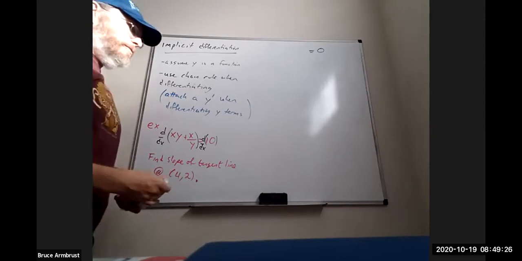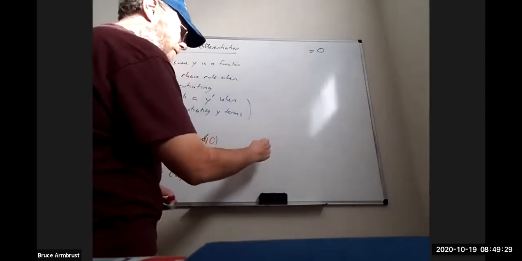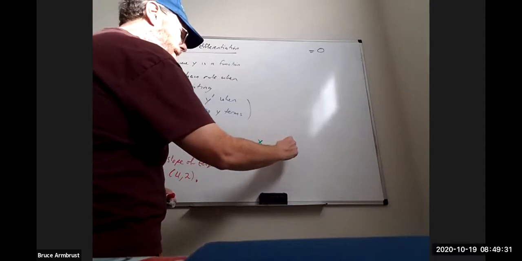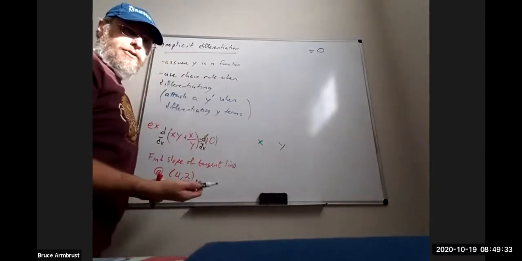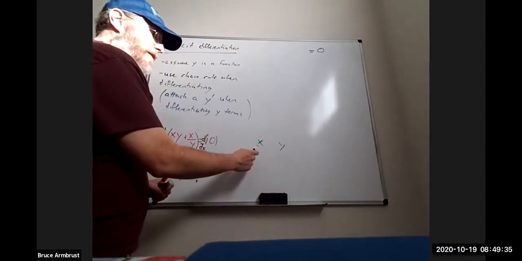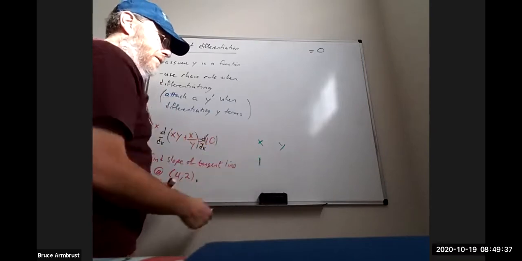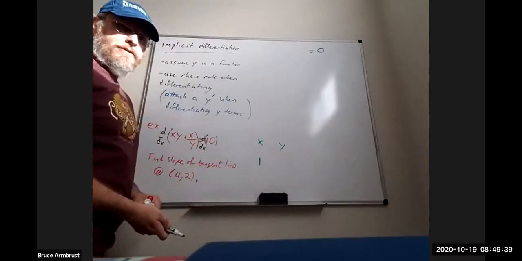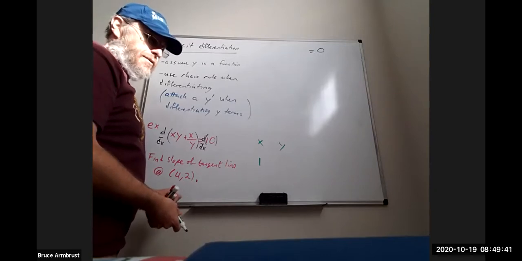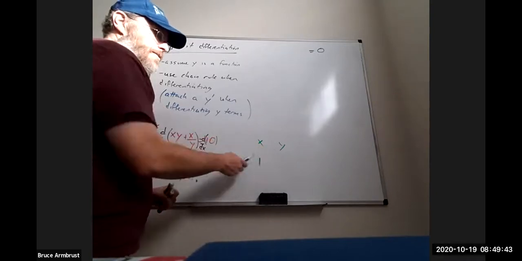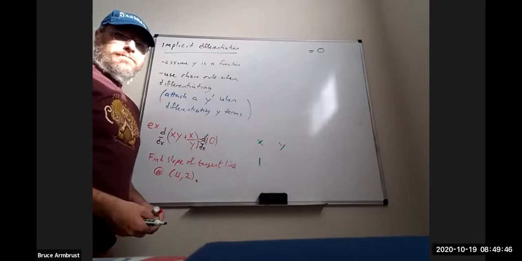So let's set up the quotient rule over here real quick. We've got on top x, on the bottom y. So for the quotient rule, we need both derivatives. The derivative of x is 1, right? Kind of like Susanna was talking about earlier. What's the derivative of y?